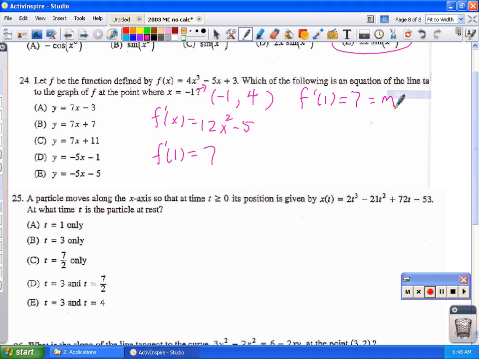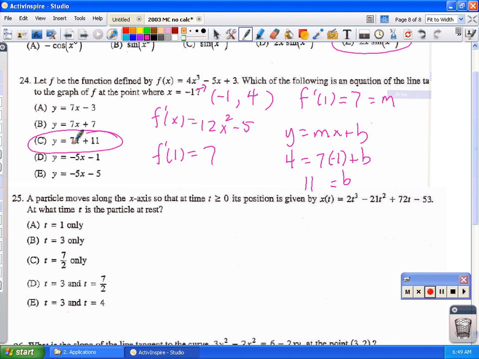And since these equations are in y equal mx plus b form, that's how I'm going to write my equation. I need to find the y-intercept, so I have 4 equal to 7 times negative 1 plus b. When I solve for b by adding 7 to both sides, I get 11. I can see quickly that my y-intercept is 11, and so there's my answer.